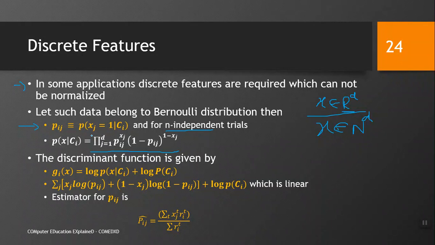The discriminant function is given by this formula, which we know, and we put the data density function over here. In this case, we put this data density function in place of this. We come up with this expression now, which is a linear discriminant with estimator for pij, right? This is the pij. So, it means that if we have discrete features and we assume a Bernoulli distribution for them, then we can again have a linear discriminant function.